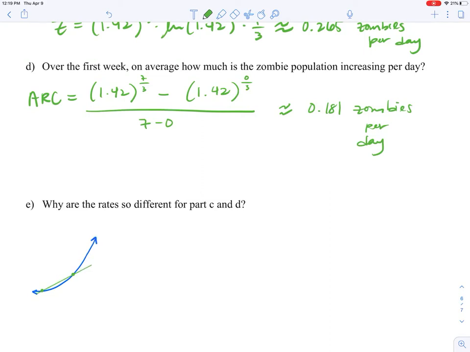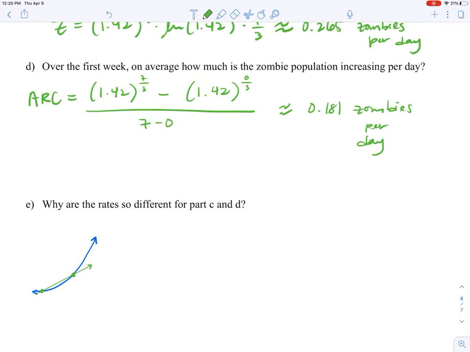saying, what is the slope of the line that passes between these 2 points? This first point representing the initial population, so the population on day 0, and then the second point would be representing the population after 7 days.